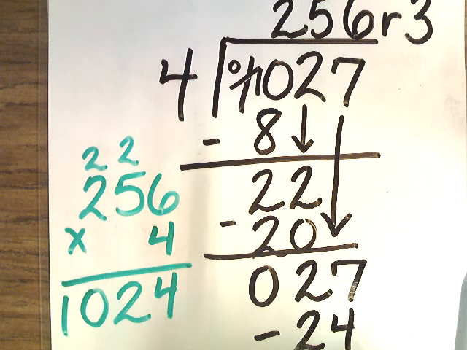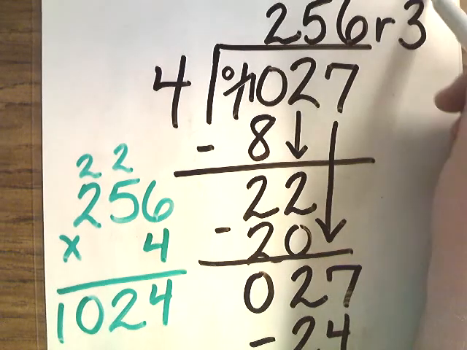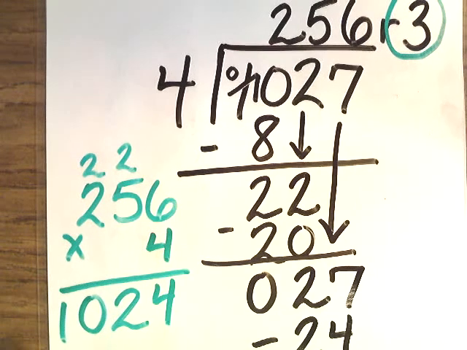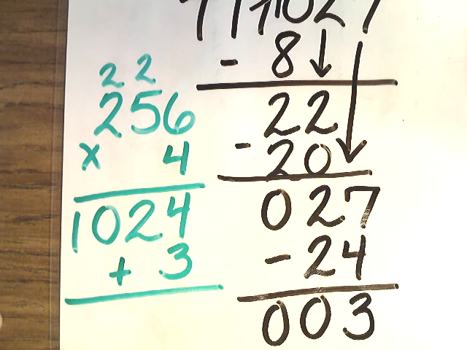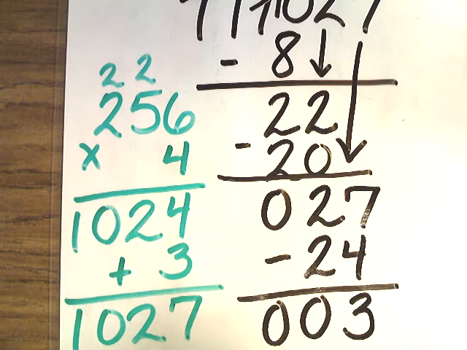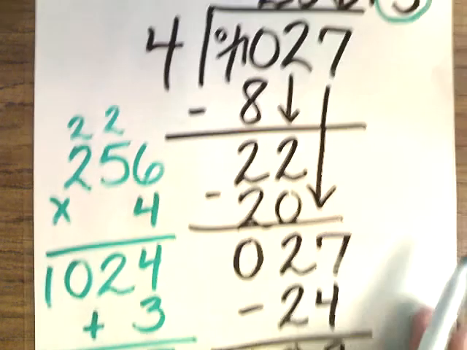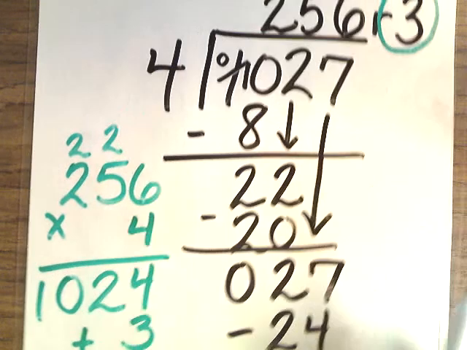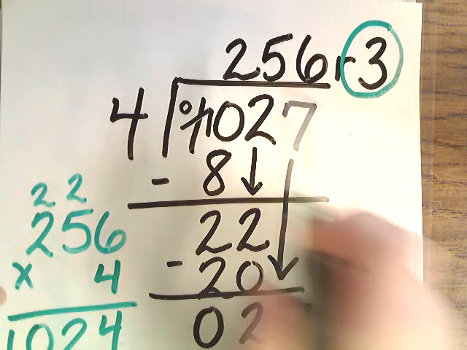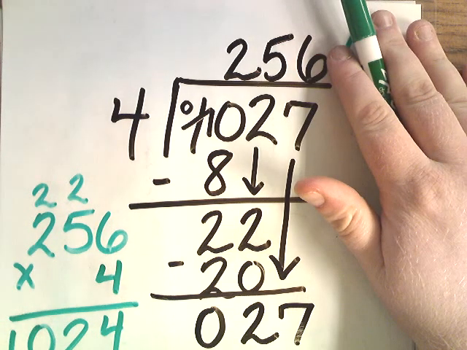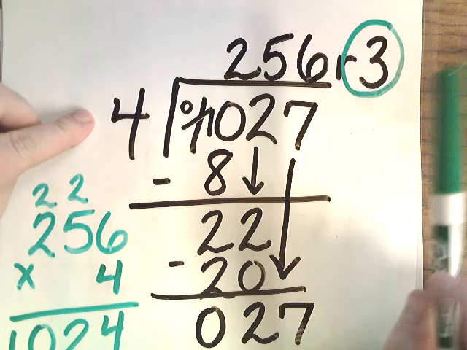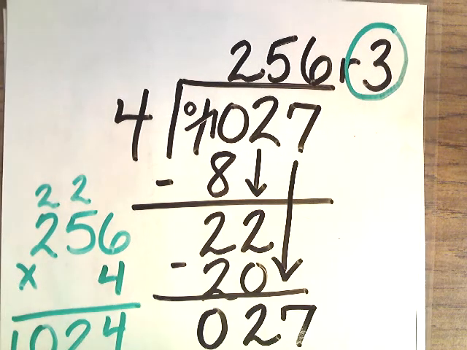Now, this is where our remainder comes in. So this remainder here has to be added to this. So we're going to add 3 more to that. 4 plus 3 is 7, 2 plus 0 is 2, 0 and 1. So we got 1027. Is that what was in our box? 1027. So we know for sure that 256 remainder 3 is our answer. So anytime you're checking it, you take the number, you multiply it by the divisor, and you add the remainder. Okay?